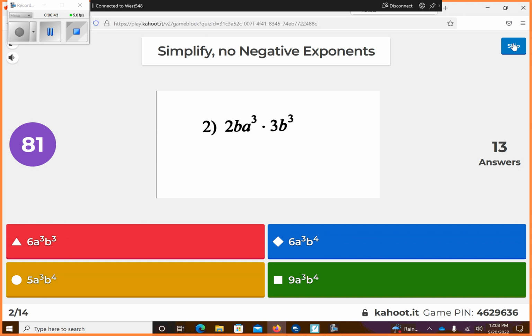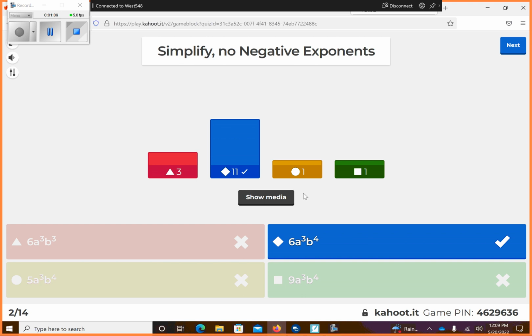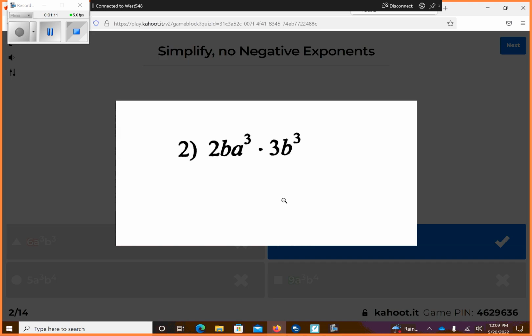Anyone need more time? Okay. First answer. We ready? Set? All right, so let's show the media real quick. So 2 times 3 is 6, and then b to the first and b to the third is b to the fourth, and a to the third.